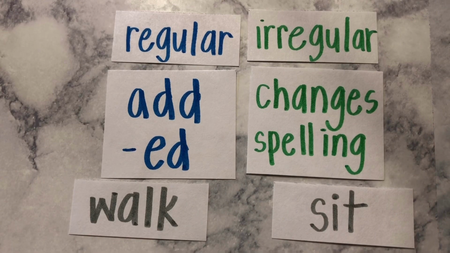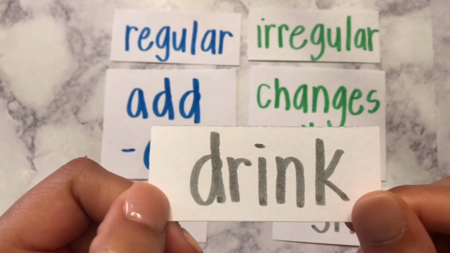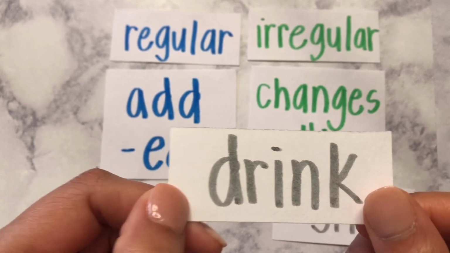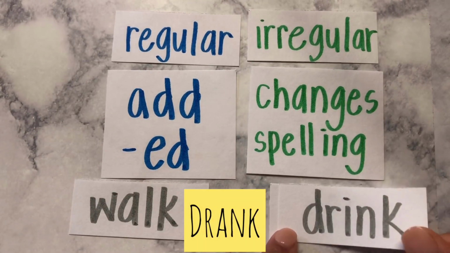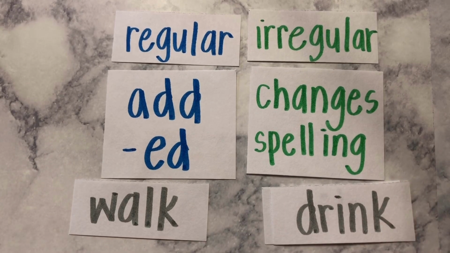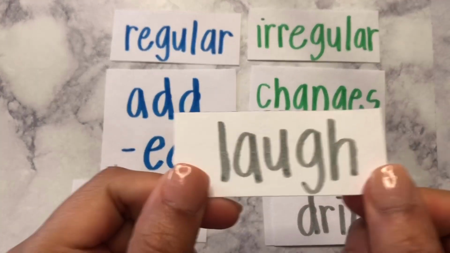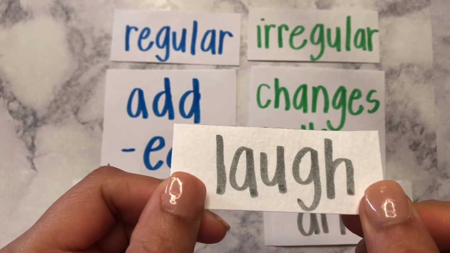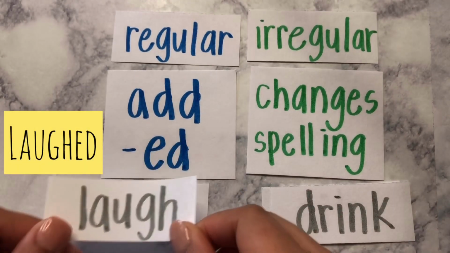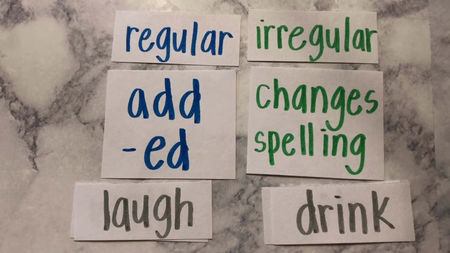Let's take a look at the verb drink. What's the past tense of drink? It would be drinked or drank. Drank. So that is an irregular past tense verb. And the last one is laugh. What's the past tense of laugh? Laughed. Very good. So that's a regular past tense verb.